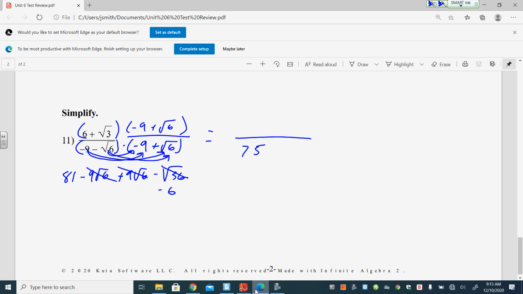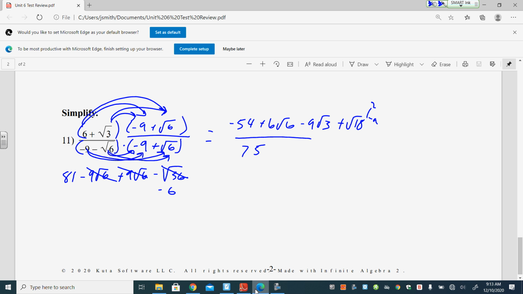And then, of course, they're going to want you to do the same thing on the top. So 9 times negative 9 is negative 54. 6 times square root of 6 is positive 6 square roots of 6. 3 square root of 3 times negative 9 is minus 9 square root of 3. And square root of 3 times square root of 6 is the square root of 18. And then they want you to simplify. 18 doesn't go into 4, but does go into 9, 2 times.